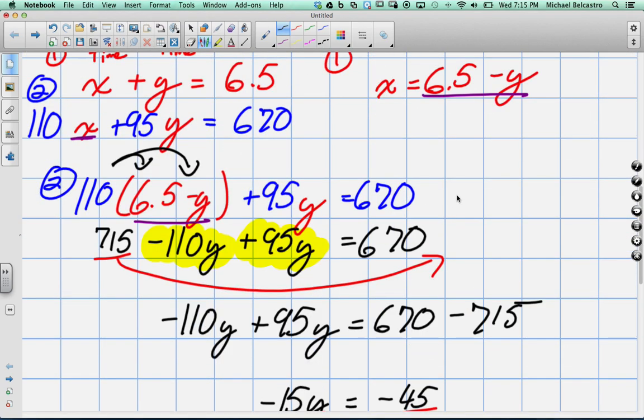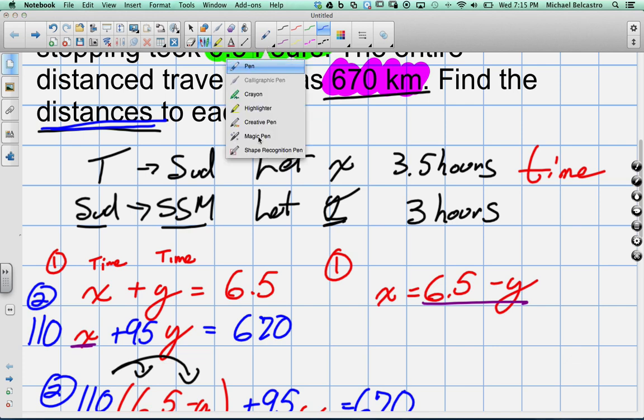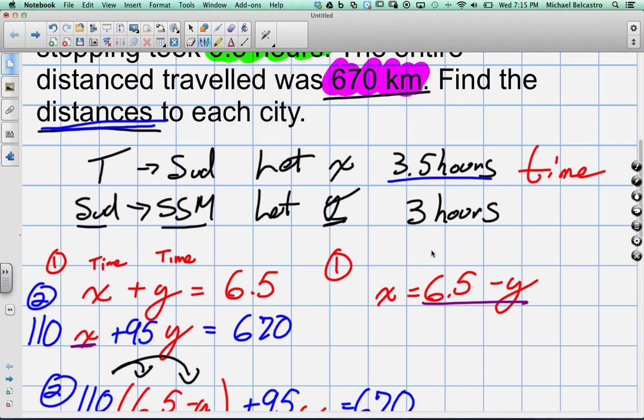Okay. So many people at this point would go, okay, we're finished. But remember, we talked about this. They're actually looking for the distances. So I have to do a whole extra amount of work here. I actually have to take my 3.5 hours for x, my 3 hours, and kind of plug them into sections of equation 2. This section, 110 times x, will tell us our distance traveled for Toronto to Sudbury. And this section here, 95 times y, or times 3, will tell us our distance traveled from Sudbury to Sault Ste. Marie. So I'll do that on the right.